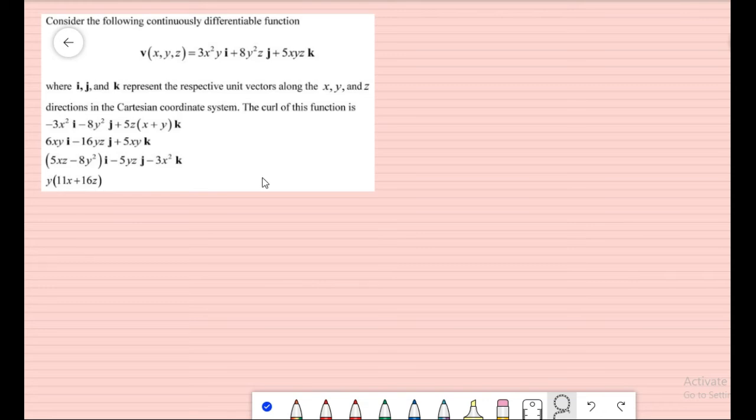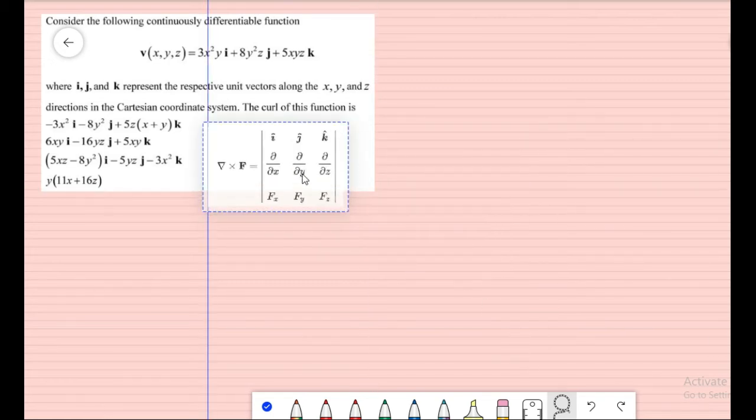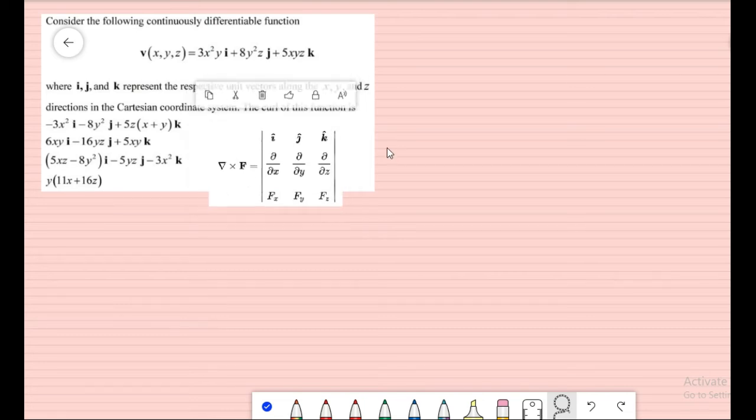So they asked us to find the curl of the given vector function. Curl of the vector function is defined in this way. So del cross f. Here fx, fy, fz are functions in all the three directions in the 3D plane. So here fx, fy, fz values are, this is fx 3x square y, and fy is 8y square z, and fz is 5xyz. So we'll substitute in this determinant fx, fy, fz and we'll simplify. We'll see how to solve.